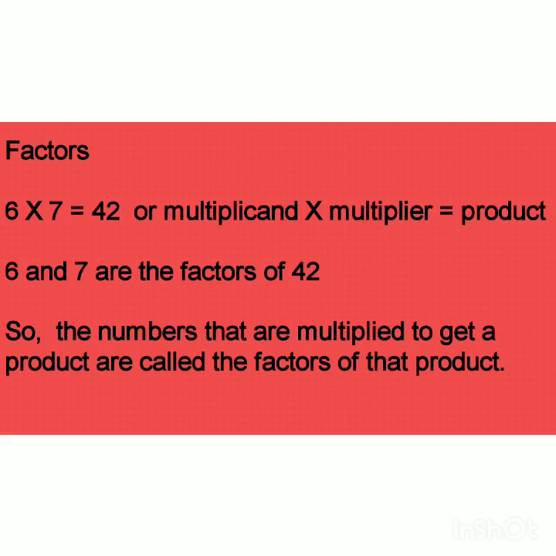Dear children, we know that 6 sevens are 42, or multiplicand into multiplier equals product. We say that 6 and 7 are the factors of 42. So, the numbers that are multiplied to get a product are called the factors of that product.